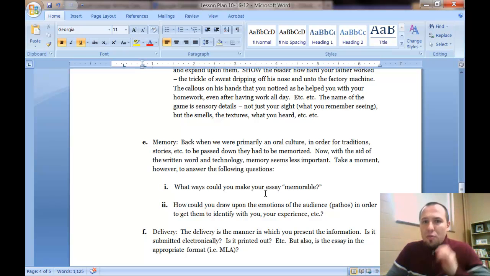But there are some important questions relating to memory, or perhaps a better way of framing it is making something memorable. Okay, so thinking of what you're trying to write or what you're trying to accomplish, whether it's visually or the written component, what could you do to make your essay, to make your visual memorable to somebody? Where if they say, I read this piece, what would they really pull out of it that's memorable to them? And how can you draw upon the emotions of an audience? And there's another rhetorical term called pathos, the emotions, the connection with the audience emotionally, in order to get them to identify with you, your experience. Okay, so what emotions could you draw upon? So think about those, answer those questions for a second.